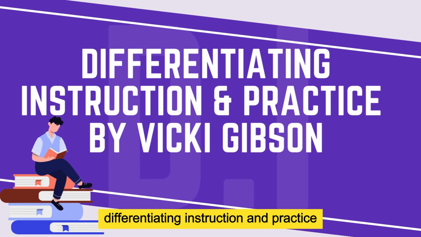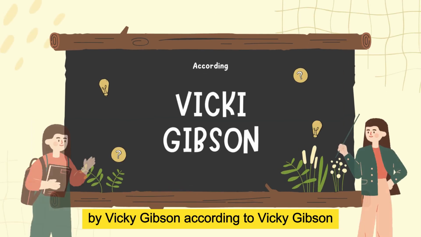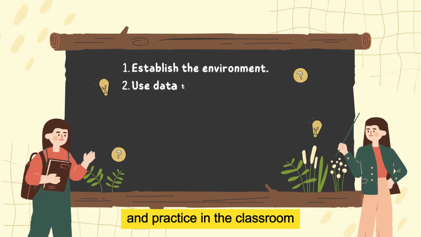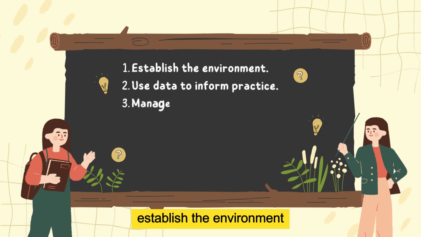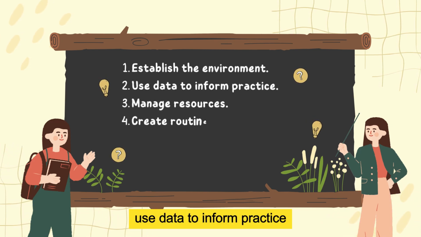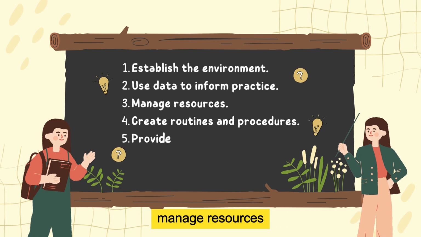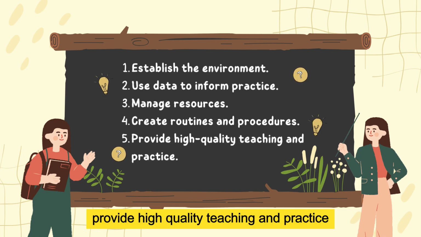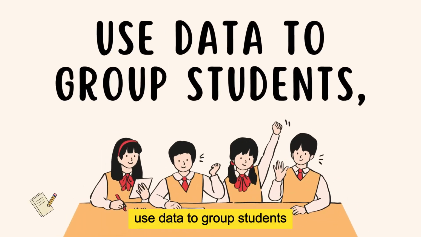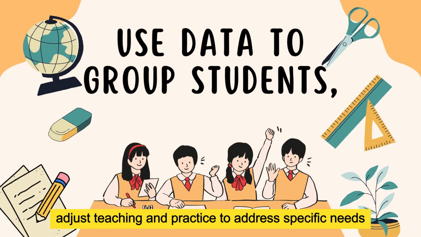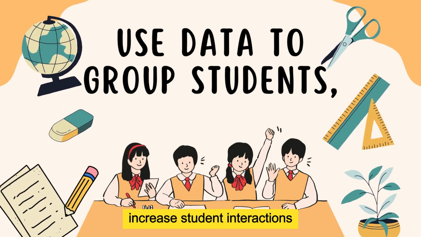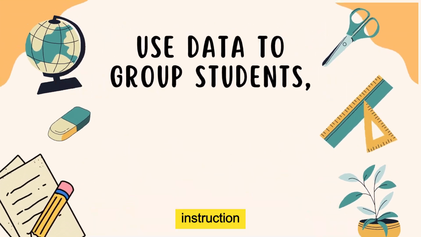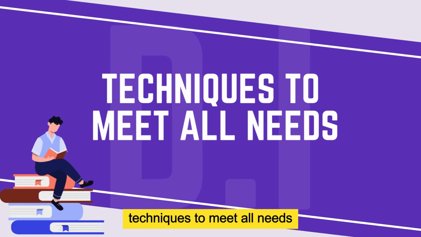Differentiating Instruction and Practice by Vicki Gibson. According to Vicki Gibson, there are 5 key steps to differentiating instruction and practice in the classroom. Establish the environment. Use data to inform practice. Manage resources. Create routines and procedures. Provide high-quality teaching and practice. Use data to group students, adjust teaching and practice to address specific needs, increase student interactions, and use small group lessons to differentiate instruction.